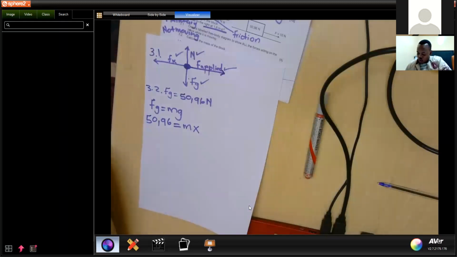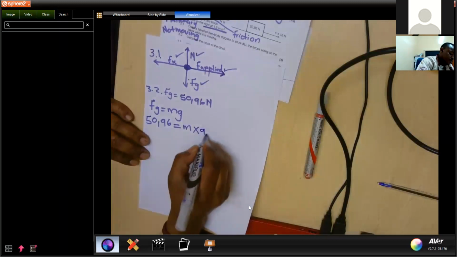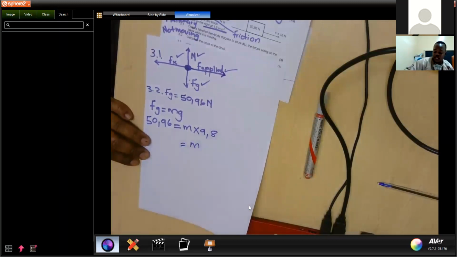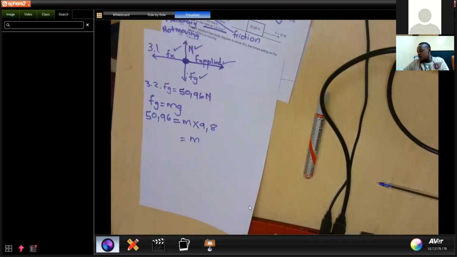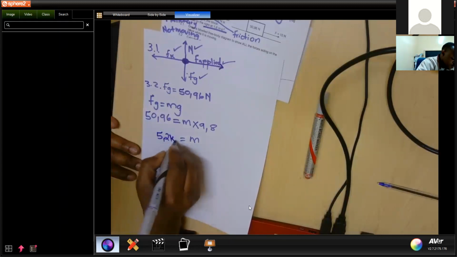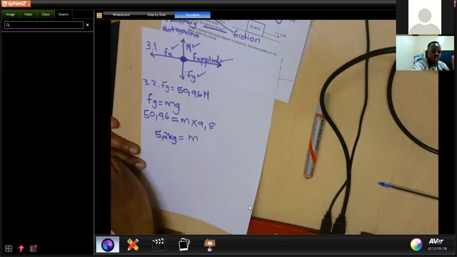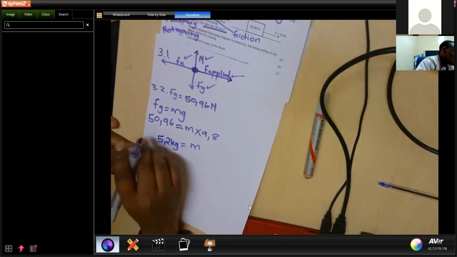So I now know what is the magnitude of the force of gravity. In other words, there I am going to substitute a value of 9.8. So that will be multiplied by 9.8. And to calculate the actual mass of the object, I'm going to take my 50.96 and I will divide by 9.8. And the value that you're going to get there is definitely 5.2 kilograms. So that is a relatively easy calculation.